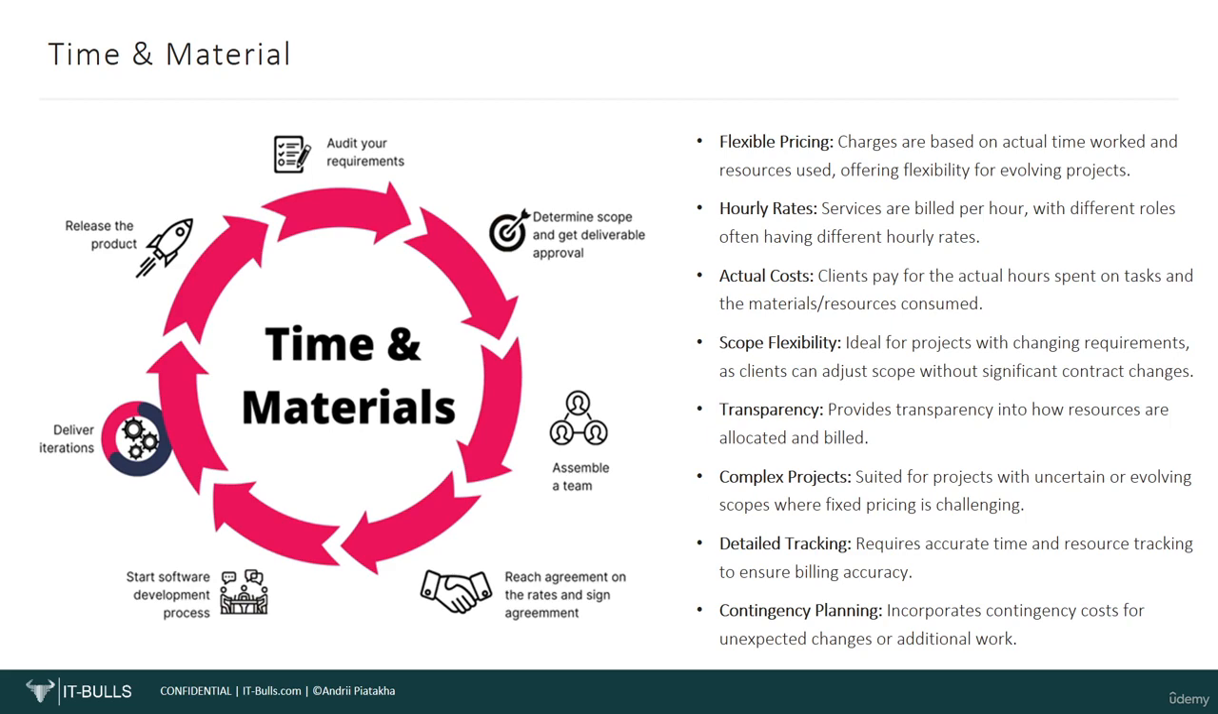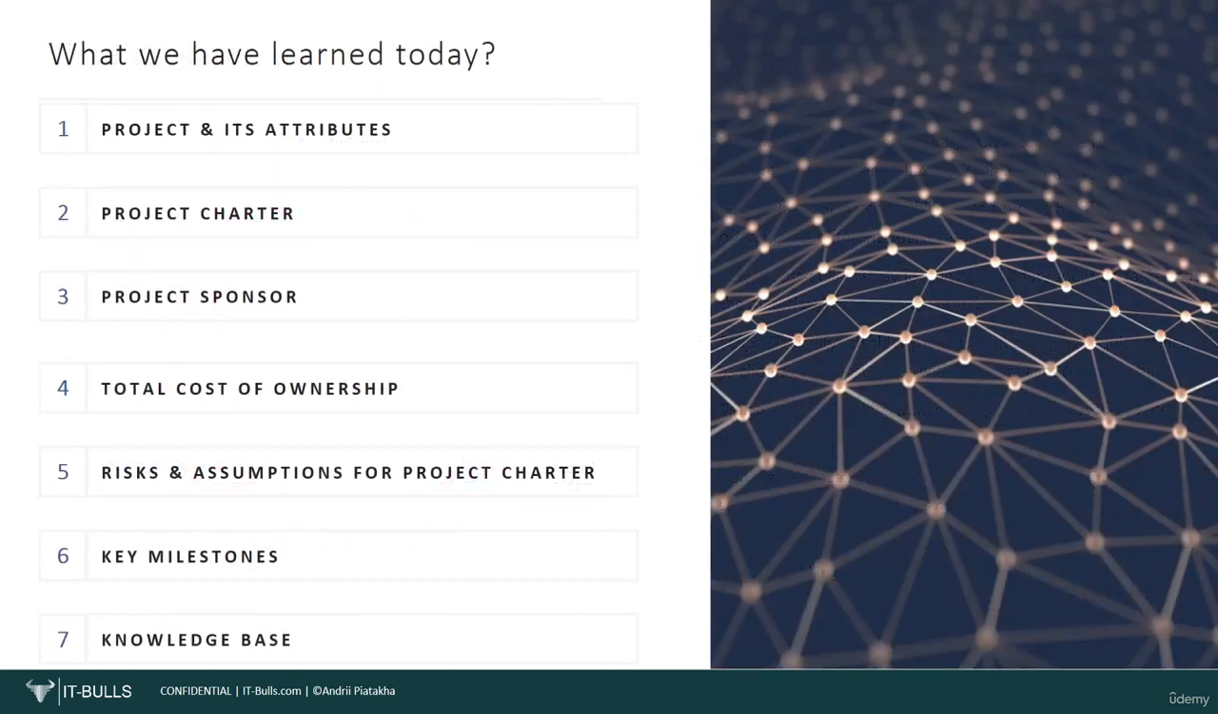Let's recap what we have learned today. We learned a lot for today. Now you know the definition of a project, and also you know quality attributes of a project that make it different from operations. Together we created a new project charter for our imaginary project that we are going to implement during the course. I explained who a project sponsor is. We learned what total cost of ownership is and why it is important. Together we analyzed risks and assumptions that we want to put into the project charter, and discussed key milestones of our imaginary project.